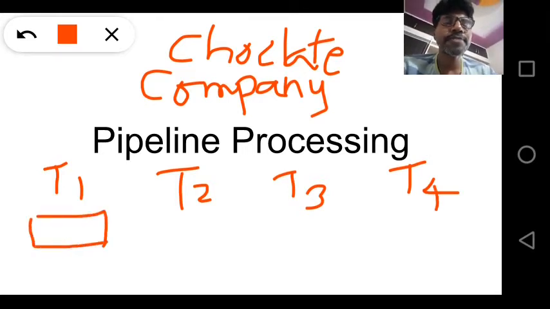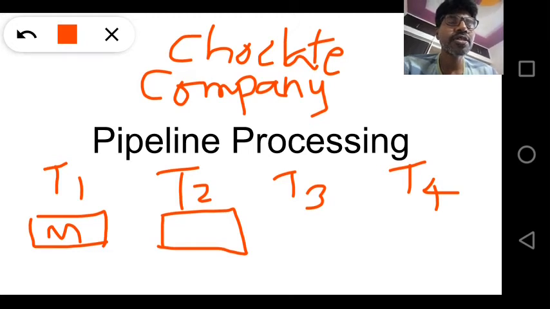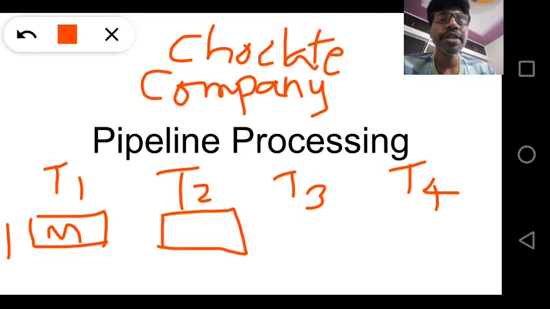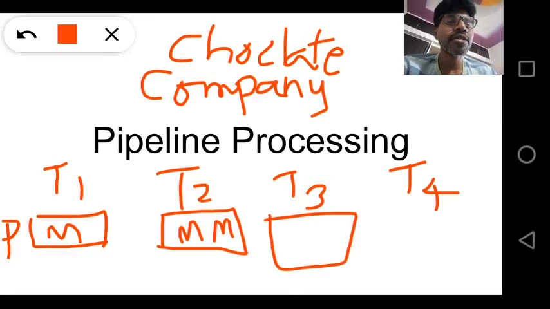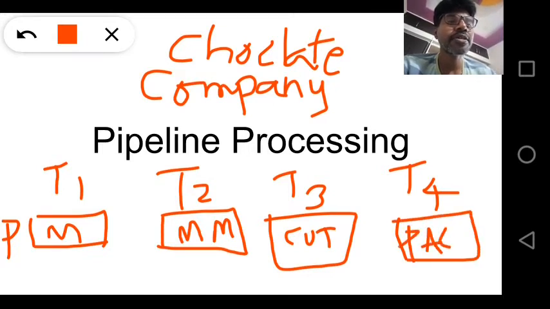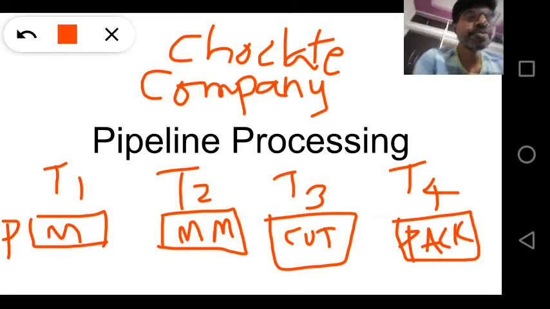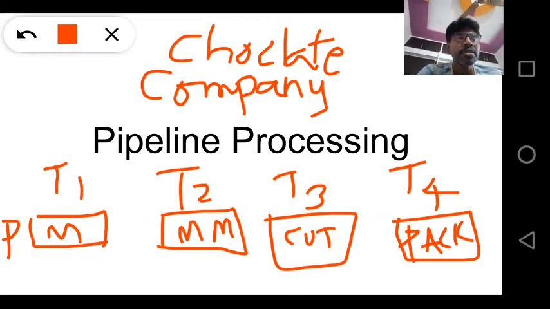One task is mixing of material. Second task is preparing material. Task 1, mix material, cut the chocolates into shapes, and packing. Let's assume these are the 4 different stages in the complete chocolate manufacturing process.